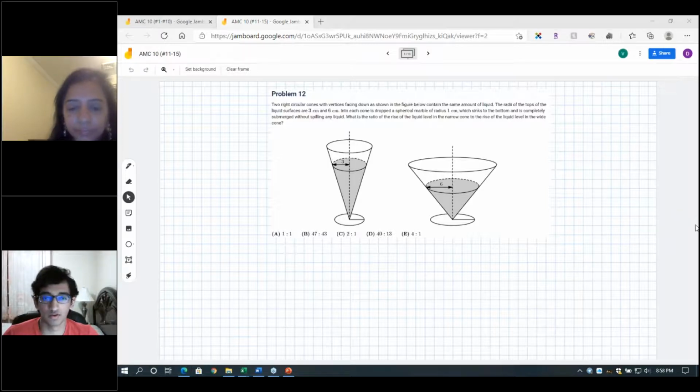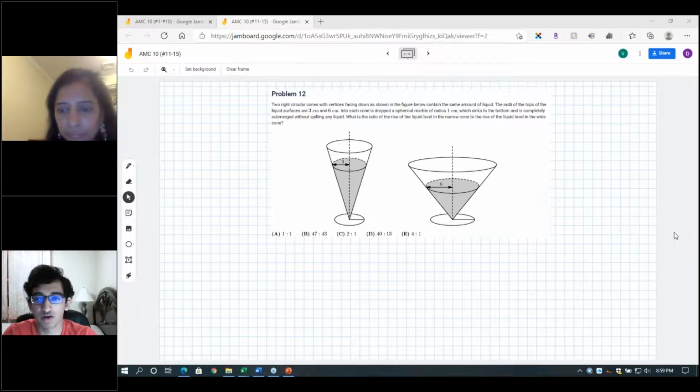Should I move on to number 12? Yes. Okay. So problem 12, two right circular cones with vertices facing down as shown in the figure below contain the same amount of liquid. The radii of the tops of the liquid surfaces are 3 centimeters and 6 centimeters. Into each cone is dropped a spherical marble of radius 1 centimeter, which sinks to the bottom and is completely submerged without spilling any liquid. What is the ratio of the rise of the liquid level in the narrow cone to the rise of the liquid level in the wide cone?